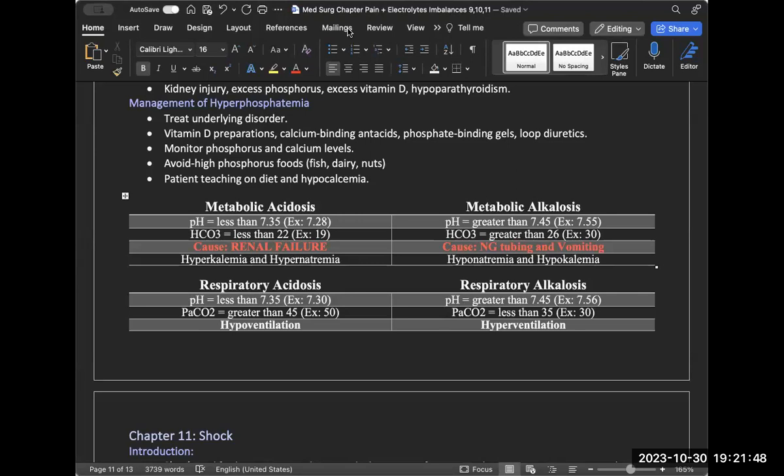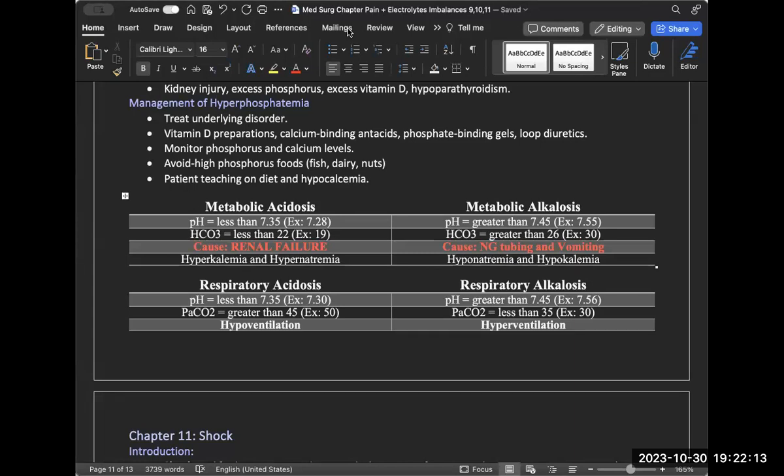So that pH is getting really low. It's getting acidotic. So as a result, that CO2 is increasing. And that CO2 increasing in our blood is telling us that we're not breathing it off. So if we're not breathing that CO2 off, we're going to have hypoventilation. So respiratory acidosis means that we have hypoventilation, which is why we have that increased CO2 and decreased pH.